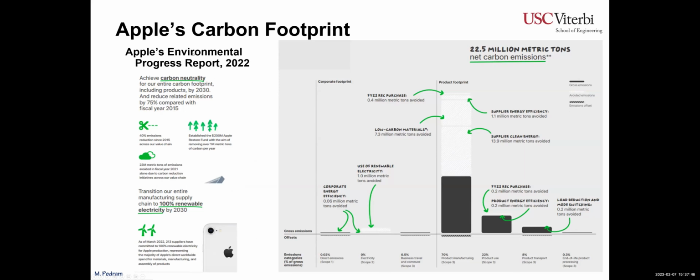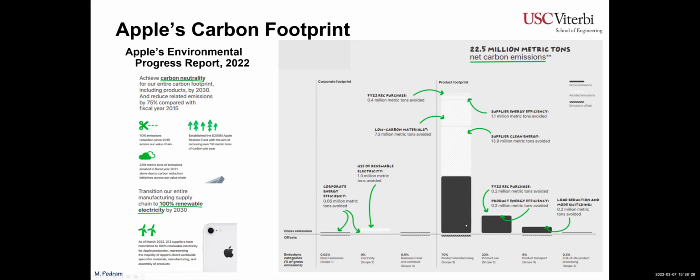So, you know, every big company today, Fortune 500, has some kind of carbon footprint control or neutrality in mind, and advertises the same. So, for example, Apple is saying that by 2030 they will have carbon neutrality, and then they will reduce all related emissions by 75% compared to 2015. And then 100% renewable electricity is going to be used. So that's one way they control the, I guess, carbon emission.